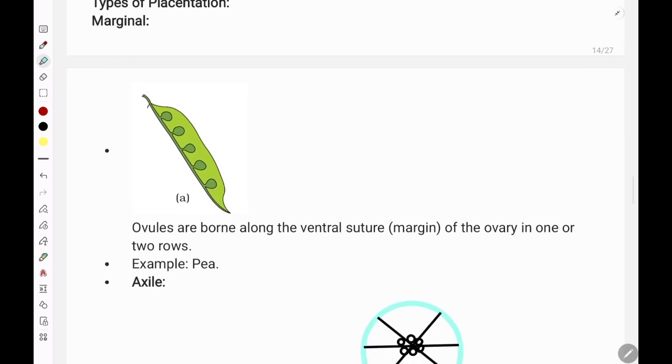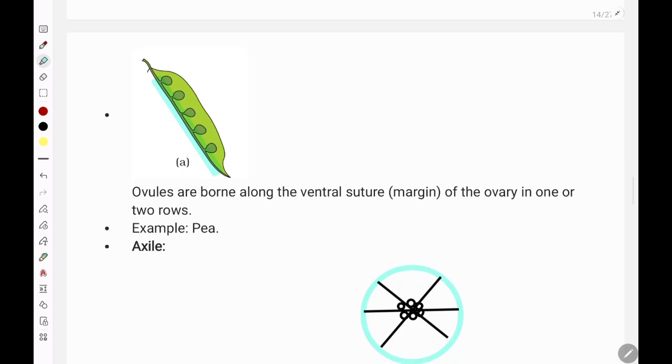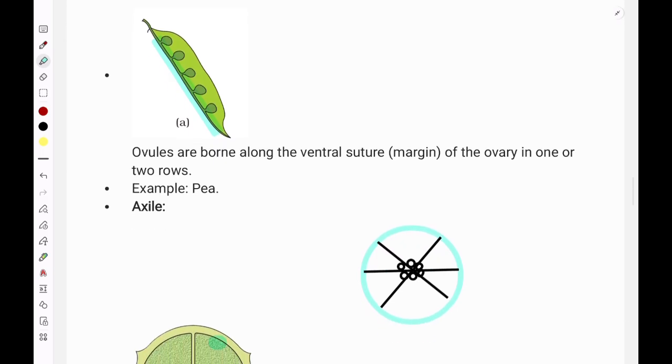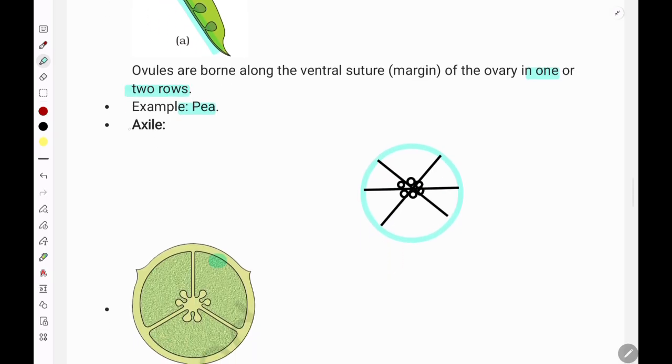First one is marginal. In marginal placentation, the ovules are arranged along the margin of the ovary. They can be found in single or two rows, for example in peas. Second is axial.